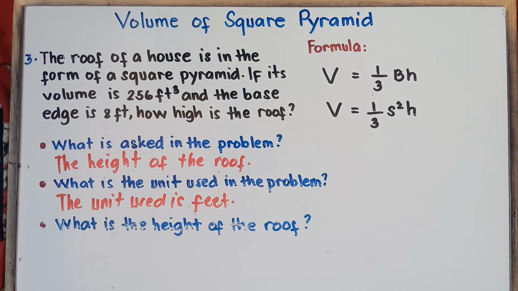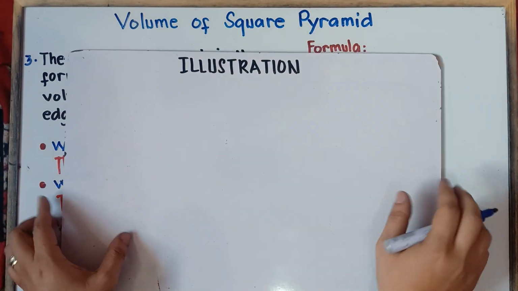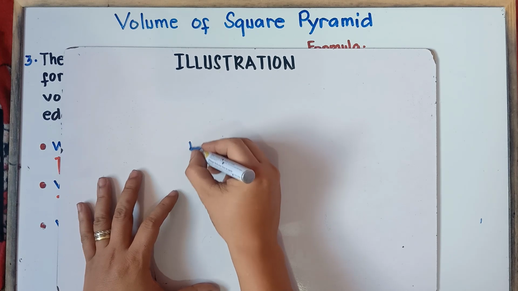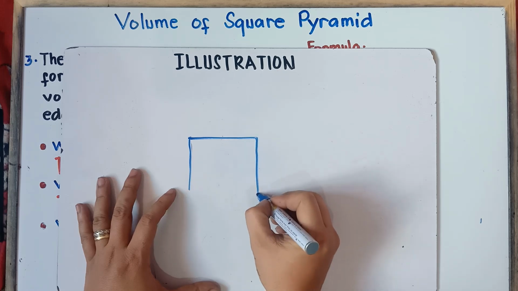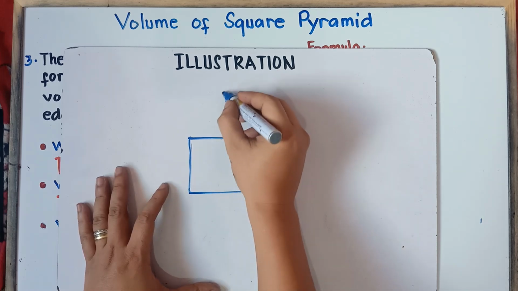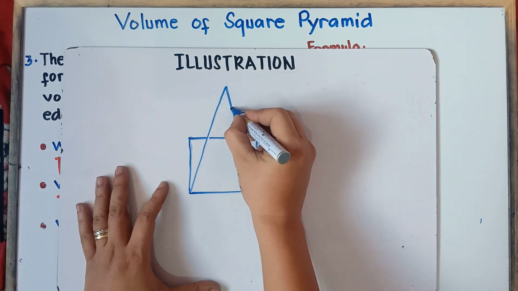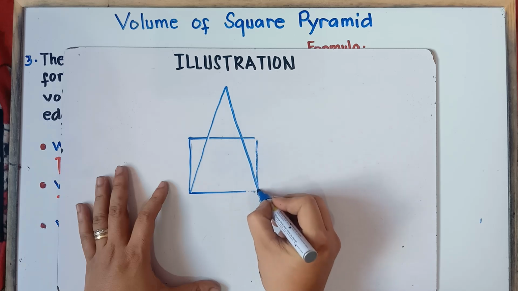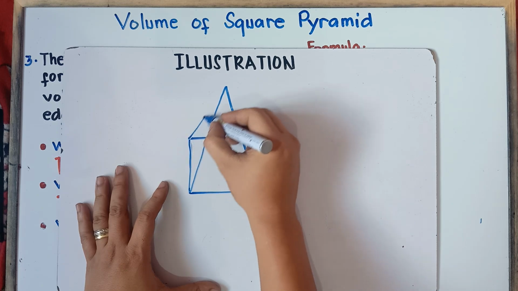So to find the height, let's have first the illustration for us to have a better understanding of this one. So first thing to do, you draw a square. Alright, and then you draw this line. You can use a ruler, class. I apologize, class, for my illustration. So once again, class, you draw this one using a ruler.